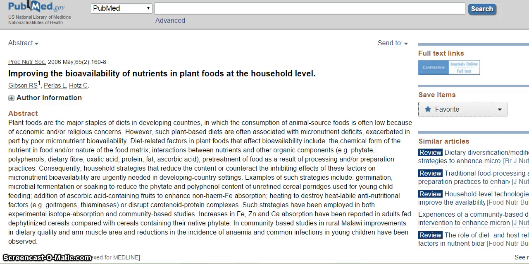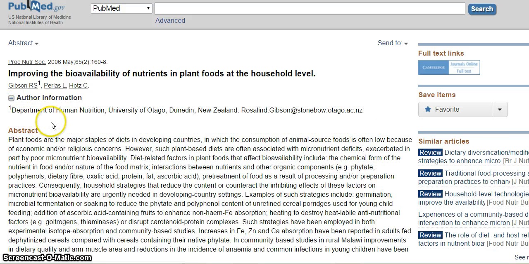I'm out here. It's improving the bioavailability of nutrients in plants at the household level. And I'll leave the link. Plant foods are, and this is by these guys here, Perales, Holtz, and Gibson, Department of Human Nutrition, University of Otago, Dunedin, New Zealand. And there's the contact.